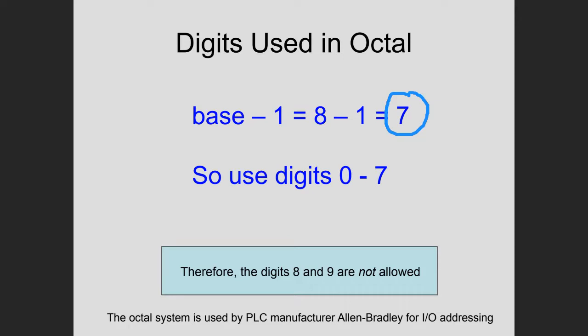This is important because students will make a mistake here. They say base 8. Well, that means you cannot use the 8. You don't actually use the 8. 8 and 9 are not allowed in octal.